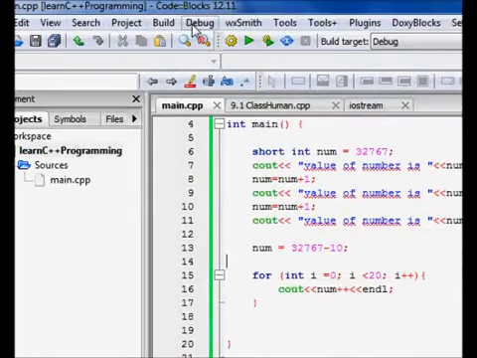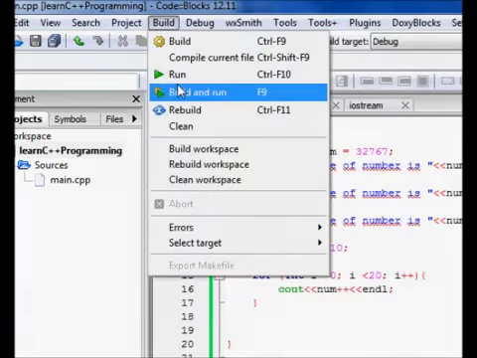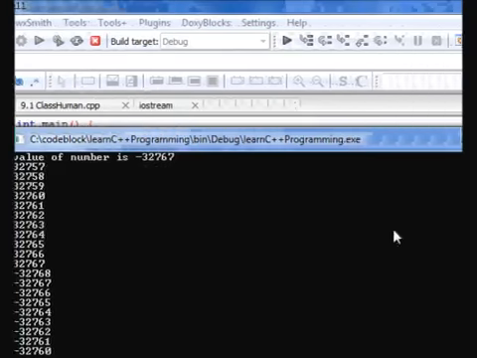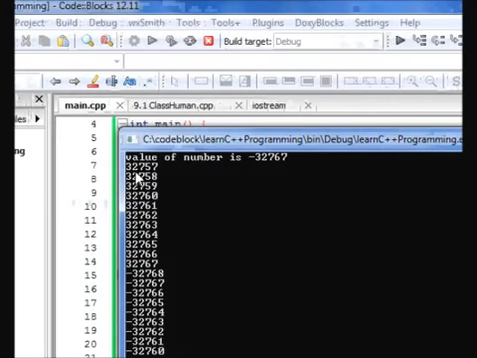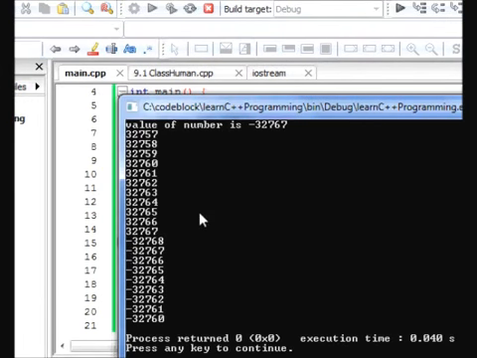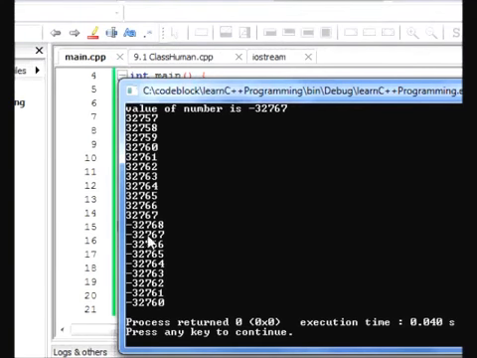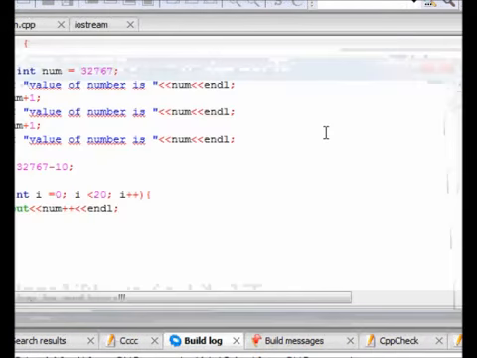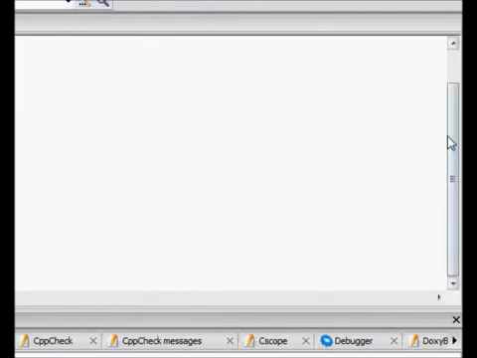If we run this, now if you see, initially the number is 32757, then it becomes 32758, 32759, and so on, till it reaches the maximum 32767, then suddenly it wraps around. Then it becomes minus 32768, minus 32767, and it keeps going until it becomes 0 again. So this is about the wrapping around of signed numbers.